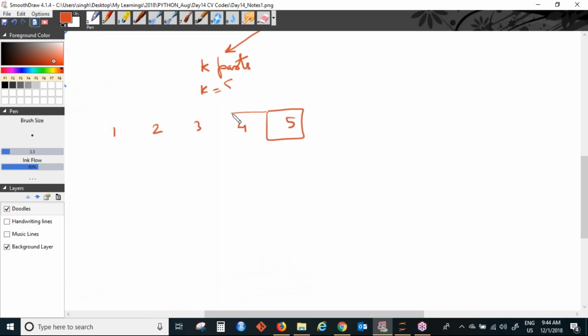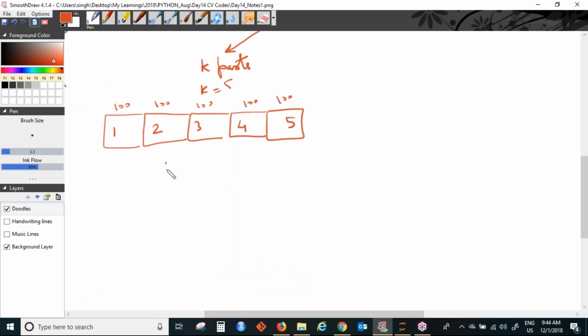These are not just 5 rows, these are 5 parts. Each part will have a few rows. So let's say this has 100 rows, this has 100, this has 100, this has 100, and this has 100. So we had a total of 500 data points in training. We divided that into 5 parts, each having 100 points. Now, how does k-fold cross validation proceed?